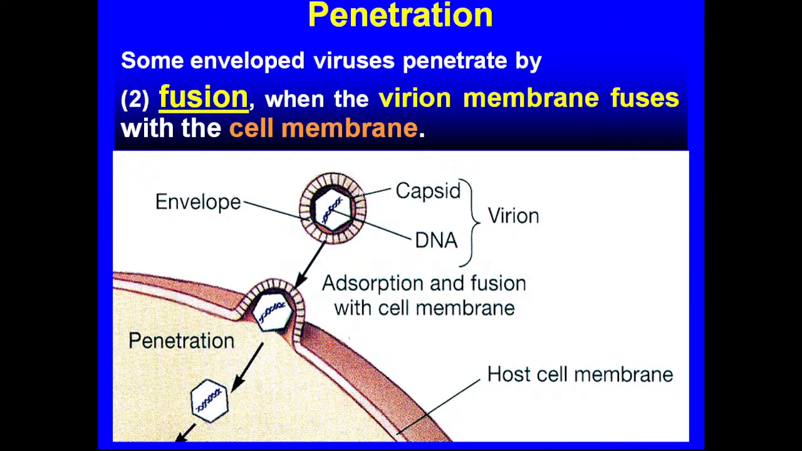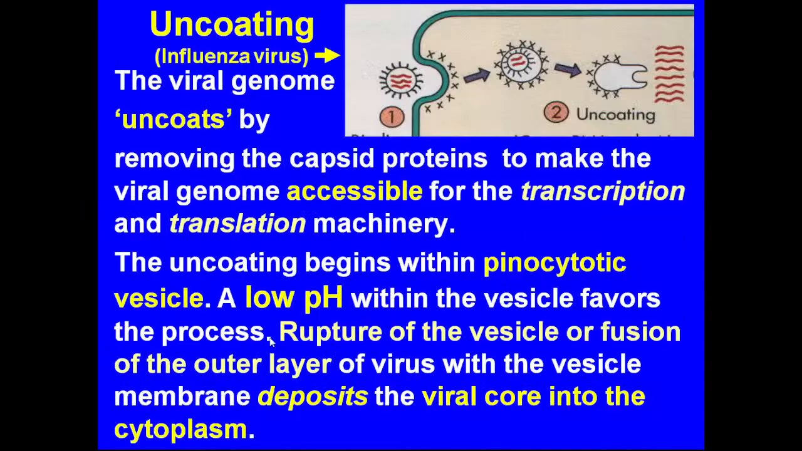This way of entry is called fusion. Then the viral nucleocapsid appears inside the cytoplasm. Then the process of uncoating happens. It also may happen in different ways, but we will at least mention one.